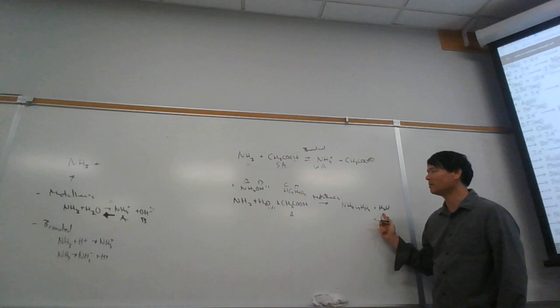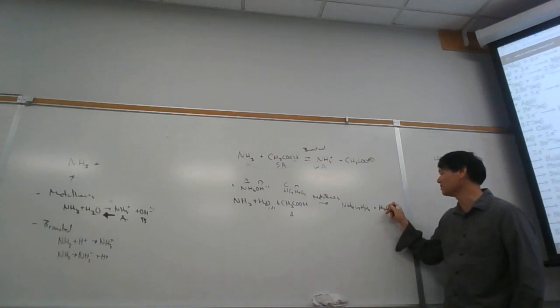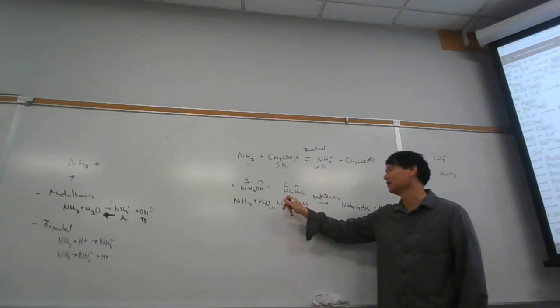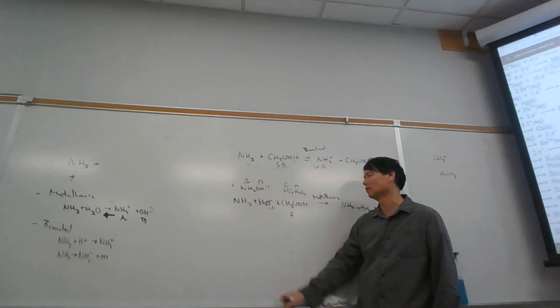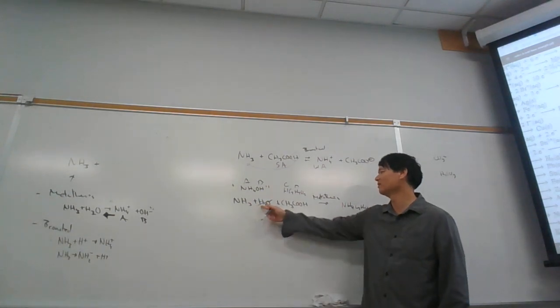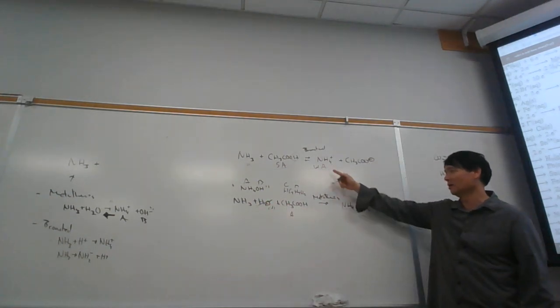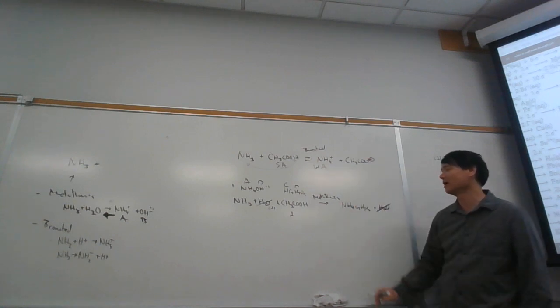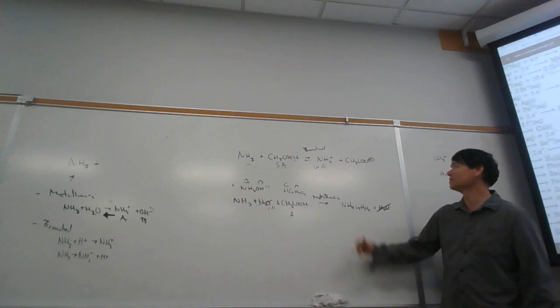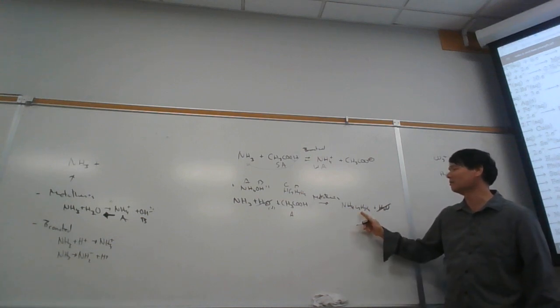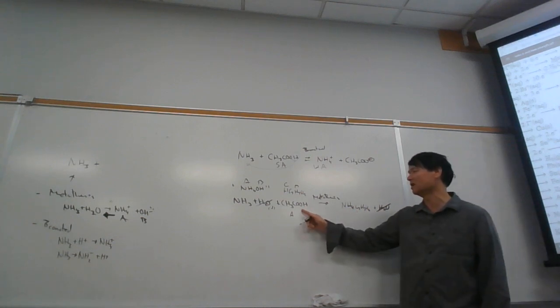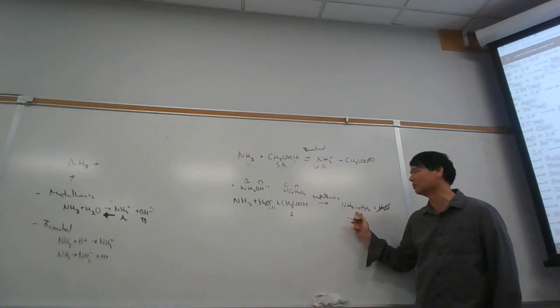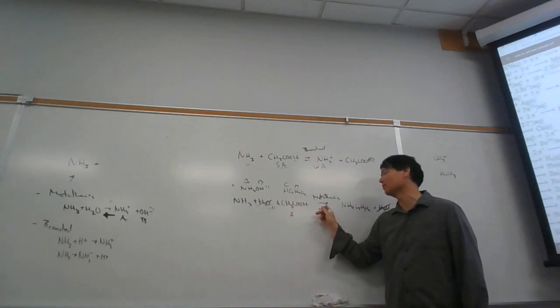But something weird happens here: the waters cancel. And so there's no more water in here. What we're left with is an equation that looks like this up here. The acid really is ammonium, and the base is going to be acetate. Acetate is a proton acceptor, making acetic acid, and ammonium is a proton donor, which makes ammonia going backwards.